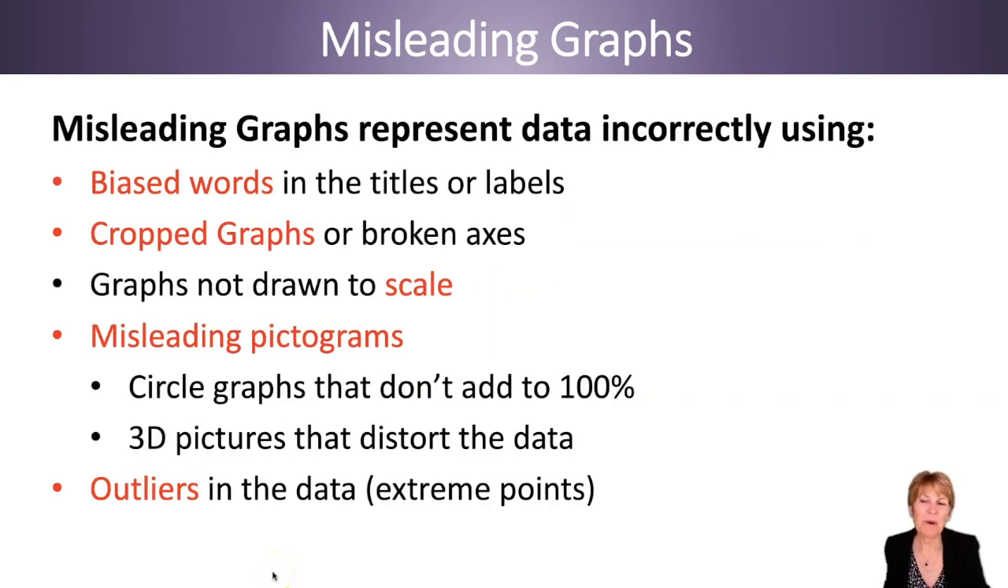So let's review. What are possible ways that misleading graphs can represent data incorrectly? They can use biased words in the titles or the labels. They can use cropped graphs or broken axes that make the data appear differently than it would otherwise. Maybe the graphs are not drawn to scale, different segment lengths. You could have misleading pictograms like our pie graph that didn't add to 100%, or 3D pictures that distort the data. And you can have outliers or extreme points in the data that throw information off.